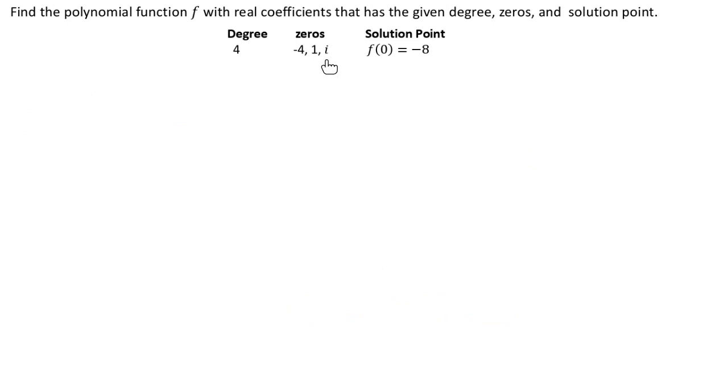Yes, we have an example. So this one tells you that we have degree 4, and negative 4, 1, and i are my zeros. But now they give me this new information, f of 0 is equal to negative 8. So this information here is going to help us determine what our leading coefficient is. Since I have degree 4, that means that I'm missing a 0. What 0 am I missing? Which one do you think I'm missing here?